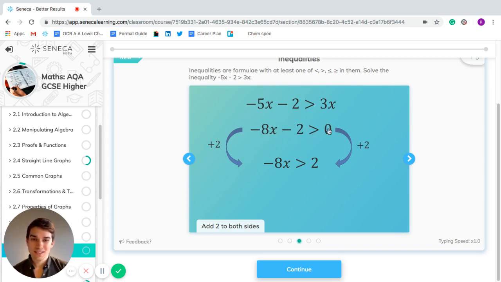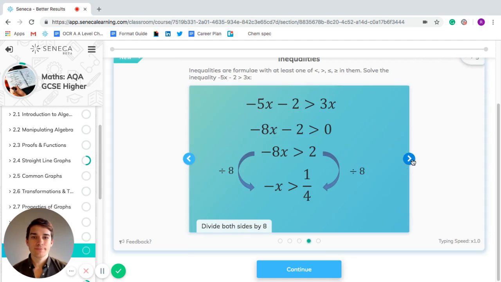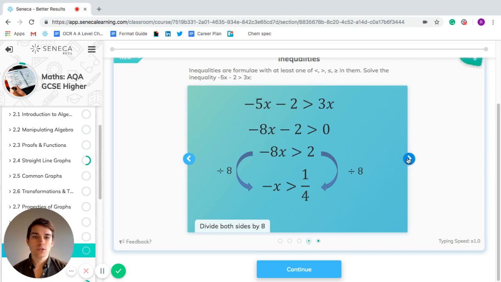Remember, we still have to do the same on both sides, even though we're working with inequalities. So we add 2, that just leaves us with negative 8x, and 0 add 2 would give us 2. So we know at this stage, negative 8x is bigger than 2. Next stage, we'll divide by 8 on both sides. This tells us that negative x is bigger than 1/4.